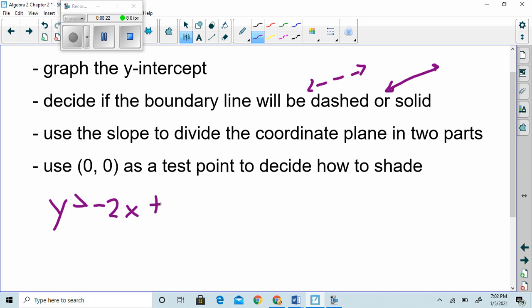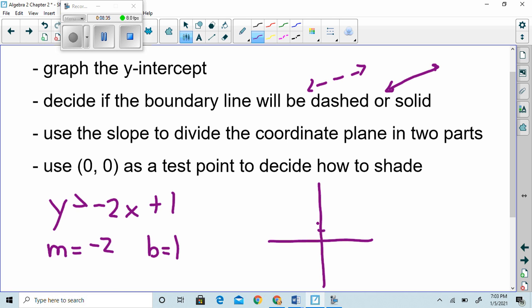-2x plus 1, and I do a very rough sketch here. I'm going to tell you that your m, or slope, is -2. Your b, or y-intercept, is 1. Always start graphing at your y-intercept. Use your slope to find additional points. Go down 2 and over 1. We have to do the full length because we want to break this into 2 parts. This requires a dashed line.